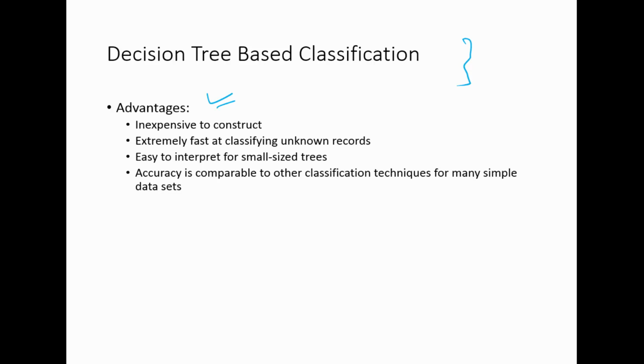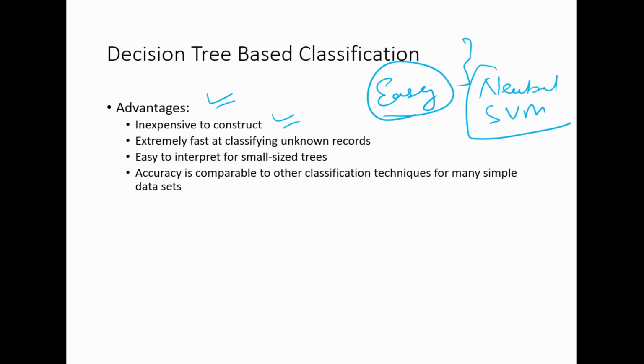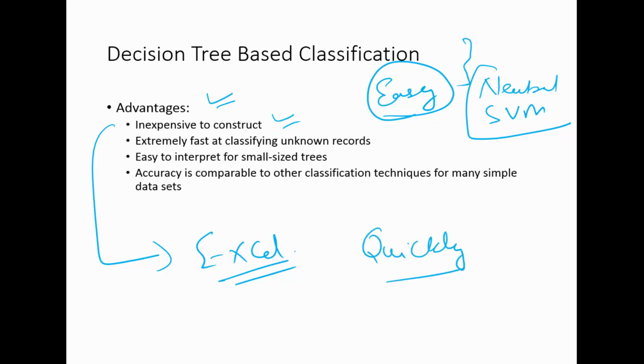It's very inexpensive. Okay, it's an easy algorithm actually. Many of these classification algorithms, like neural networks and support vector machines, are not that easy to find out or to use. They are more expensive in terms of computational time, and a decision tree is easy to find out. You can even use an Excel sheet. You can use Excel to come up with a decision tree algorithm. It's extremely fast at classifying. So if you have a large data set and you want to quickly do something, a decision tree is a very good algorithm to use.